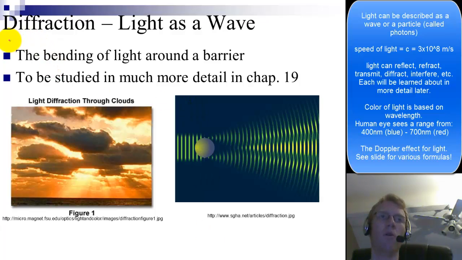Okay, so most of up until that point was thinking of light as a particle, and now we're going to talk briefly about what happens when you think of light as a wave.